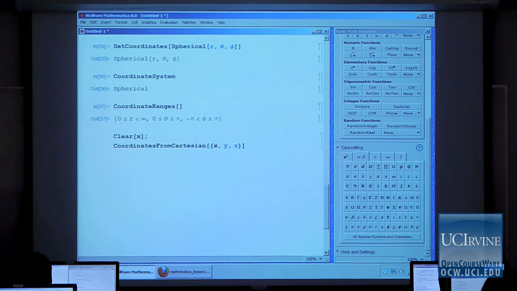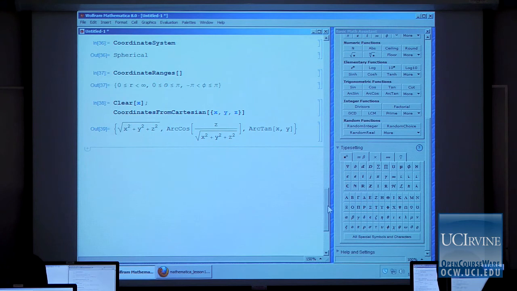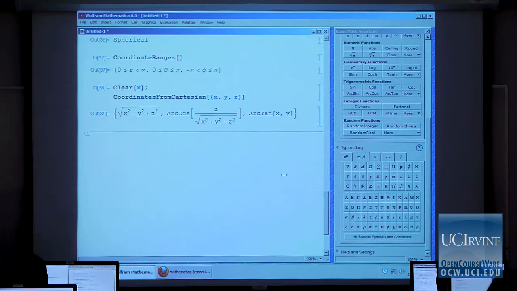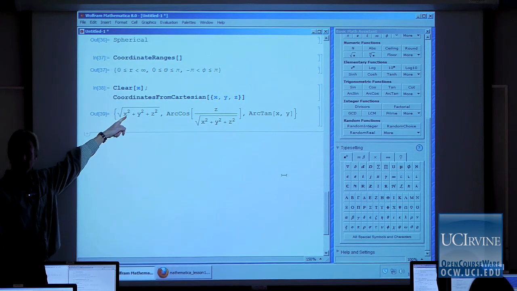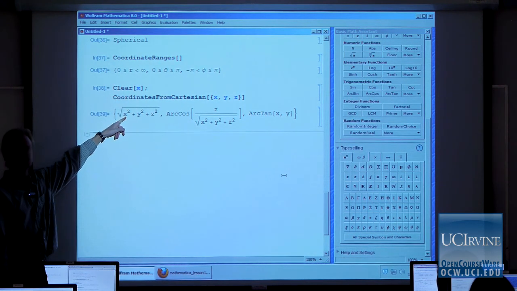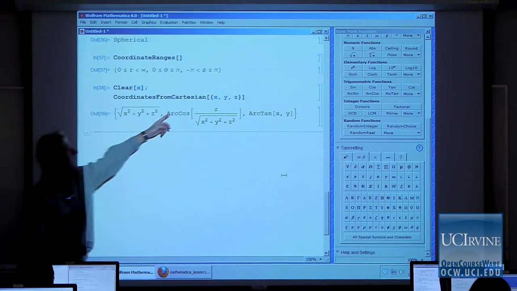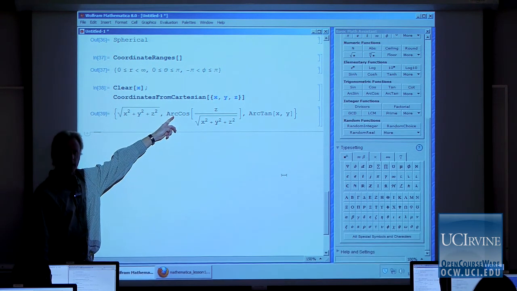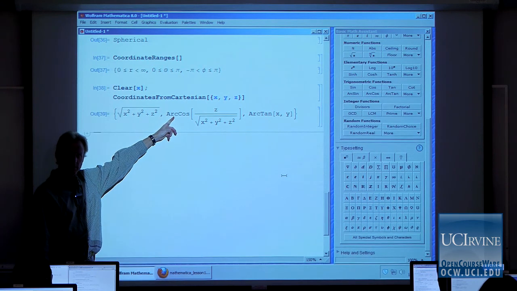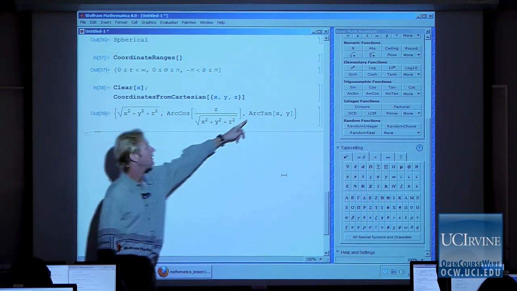Okay, so let's see what this gives us. All right. Now, those of you who've studied the spherical coordinate system before probably recognize these formulas. So this is the definition of r in terms of the Cartesian coordinates, right? It's just the square root of x squared plus y squared plus z squared. This tells you how to calculate theta from the Cartesian coordinates of a point. And then this is phi.